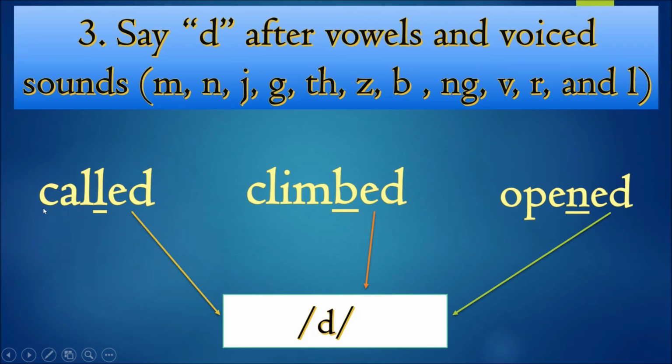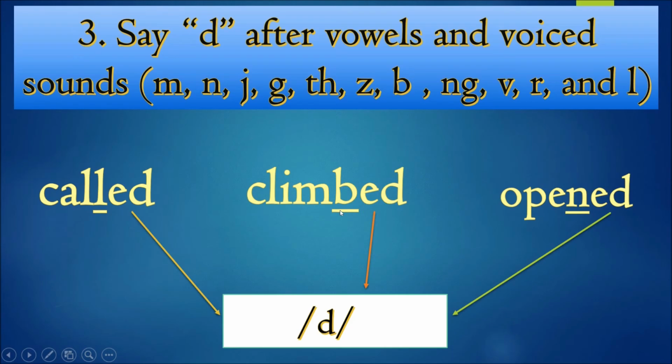So for example here, call. The last letter is L. So the ed here sounds D. So you will say called, called. Okay, call. And then the sound of the ed here is d. Why? Because it's letter L. It's a voiced sound letter. Okay, so we have called.